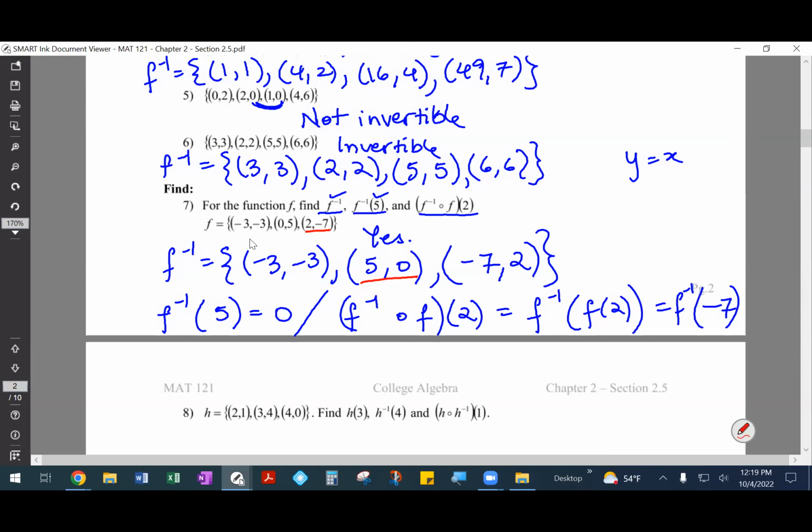Because F inverse of -7, this is the ordered pair you are looking at. And this gives you 2. So that's actually not a coincidence that we started out with 2 and we ended up with the 2. Because when you do composition between a function and its own inverse, you do actually get an identity. And you will see this a little later on in this section.